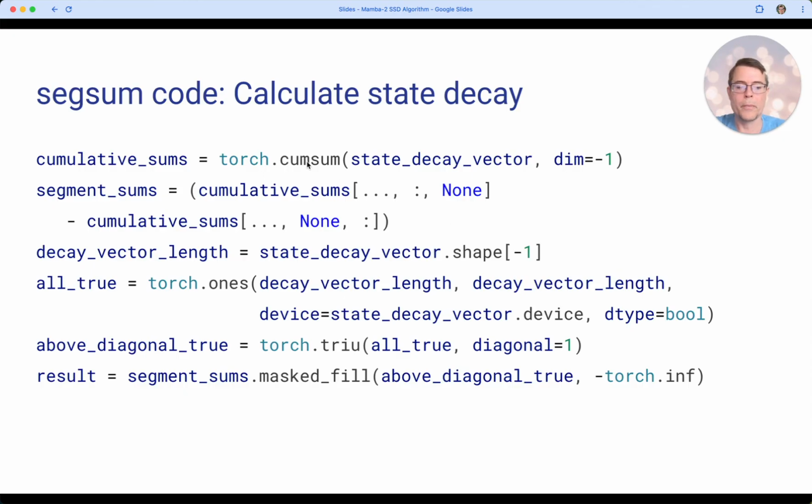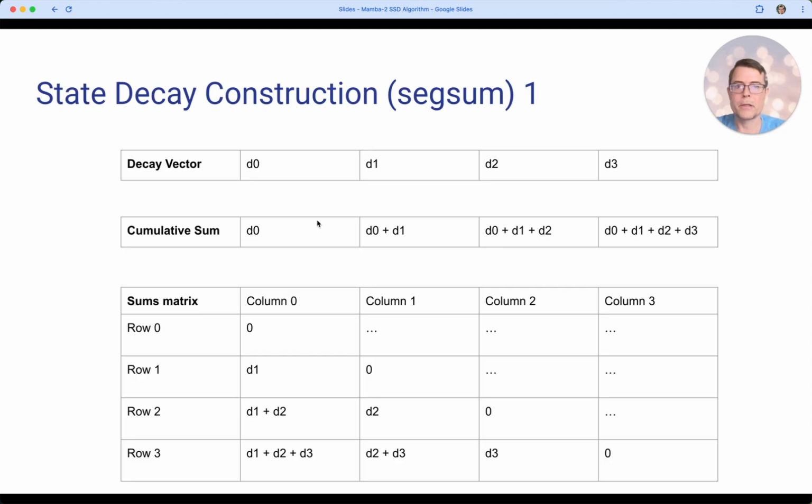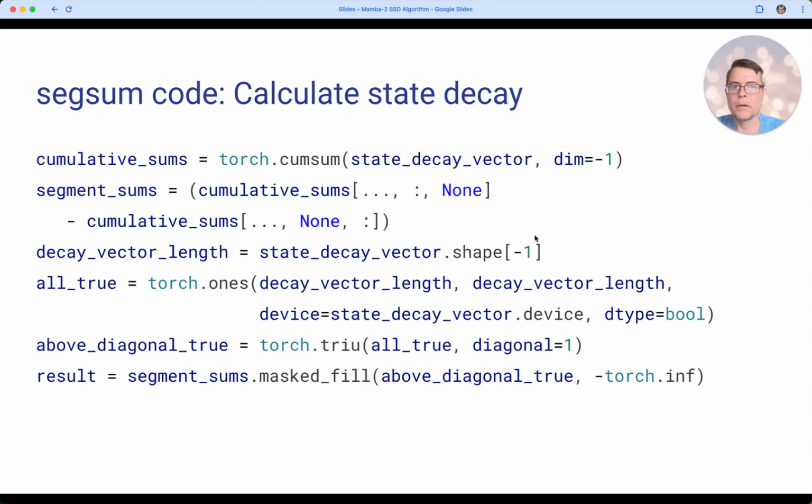So cumsum basically gives us a cumulative sum of the decay factors. And we're summing along the -1 dimension, the last dimension, because in general we might be doing this for a bunch of batches, so there are a lot of higher dimensions that we're not going to sum along. And then here, this is where we subtract off the vector against itself in a square way.